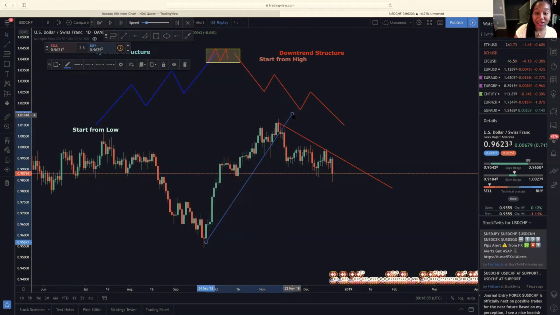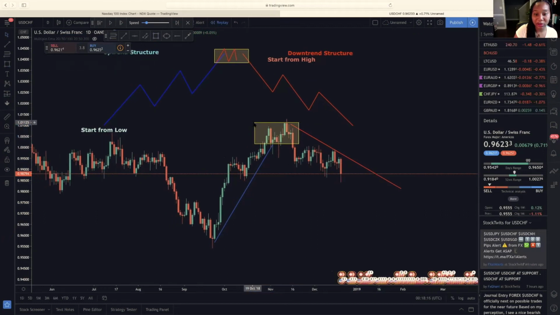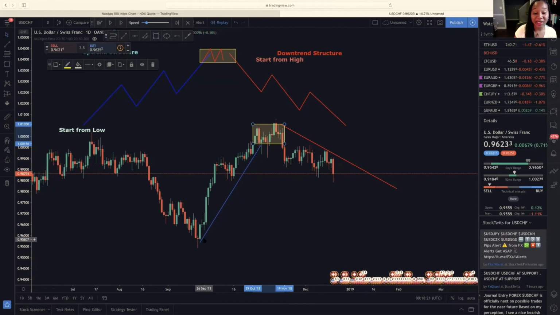And then look what happened. You see this kind of like little range right here. And then the market broke to the downside. This is not always going to happen. So it can do an uptrend range and still go to the upside. It just depends on where you want to do it.